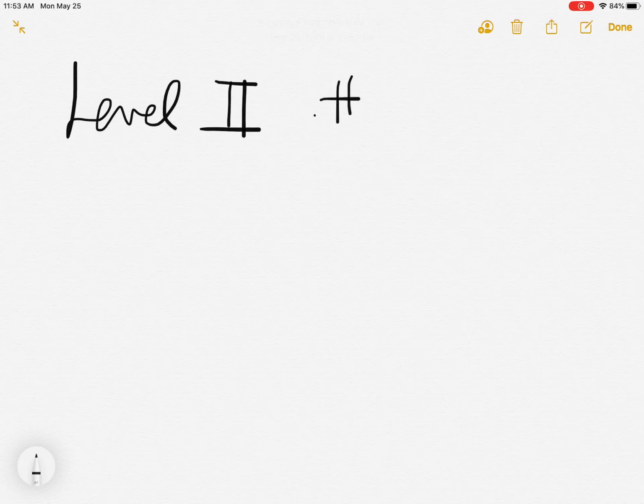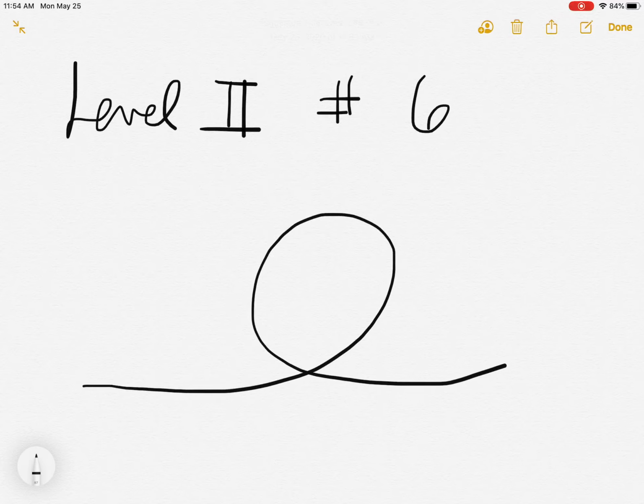All right, level 2, number 6. So here we have a roller coaster. The roller coaster is going to go through a loop. So let's draw the loop. There's the loop.